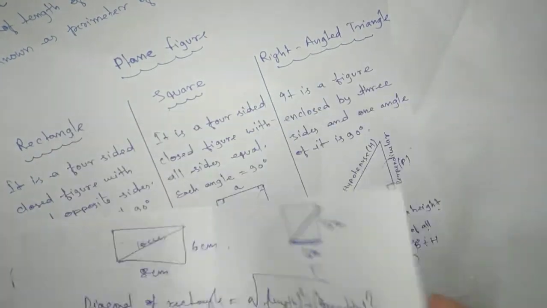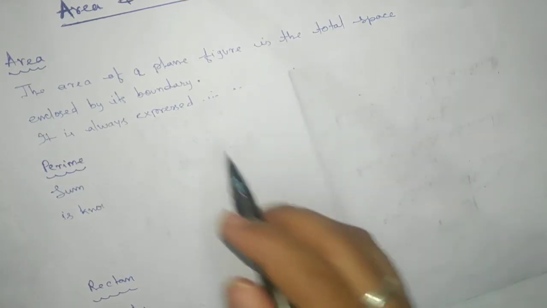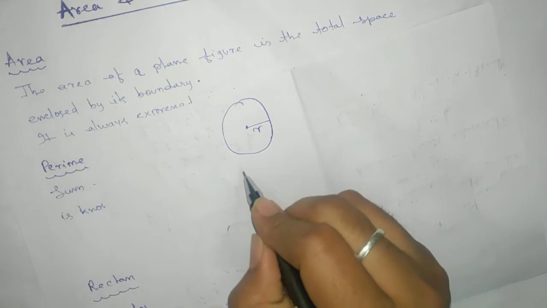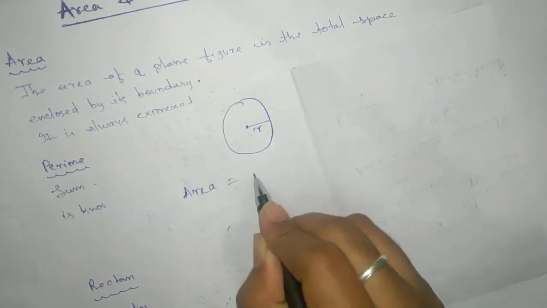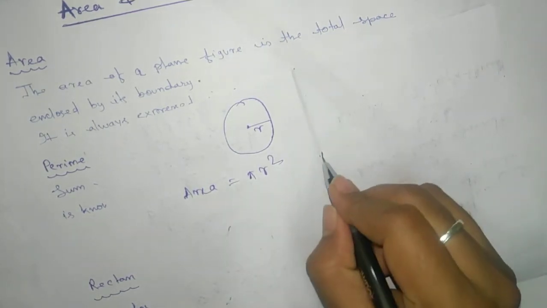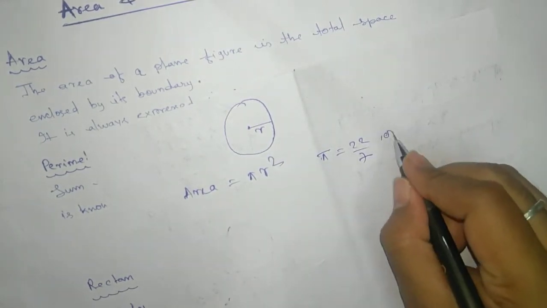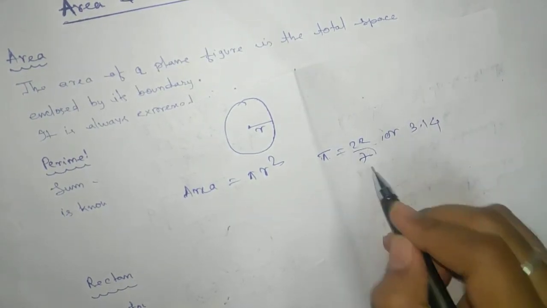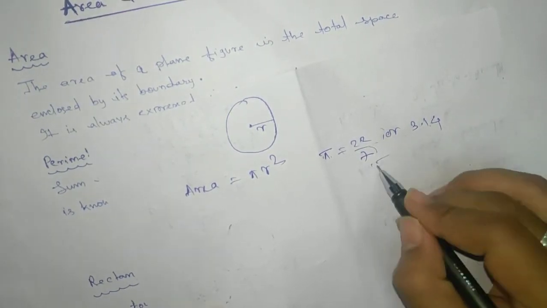Okay, so now we'll see the circle. If you see the circle here, there's a center and this is your radius. There's a formula for the area of a circle, that is pi r square. So what is pi here? Generally we take pi as 22 by 7, or sometimes 3.14, but they are not exactly equal to 22 by 7 or 3.14. Roughly, approximately they are equal, and we are taking this one.